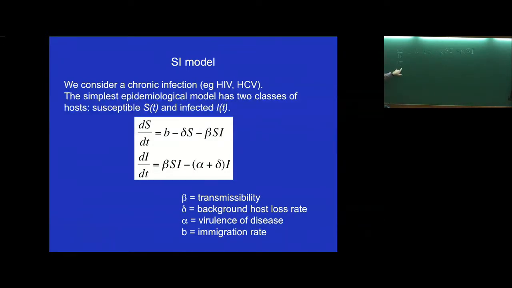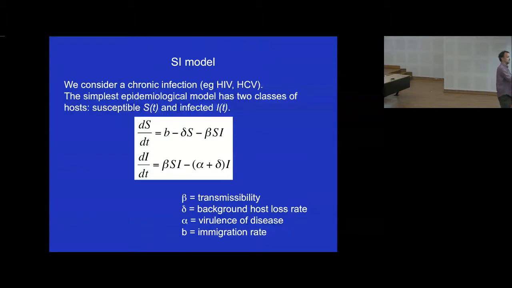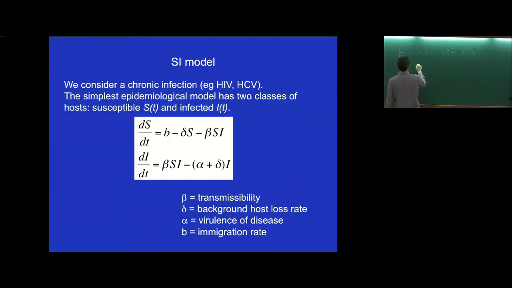So let's just think for a second. What is an I1? It's a person infected with strain 1. dI1/dt equals beta 1 S I1 minus alpha 1 plus delta I1, and dI2/dt equals beta 2 S I2 minus alpha 2 plus delta I2. Oh, that should be 1, that should be 2. Just check. Yeah.